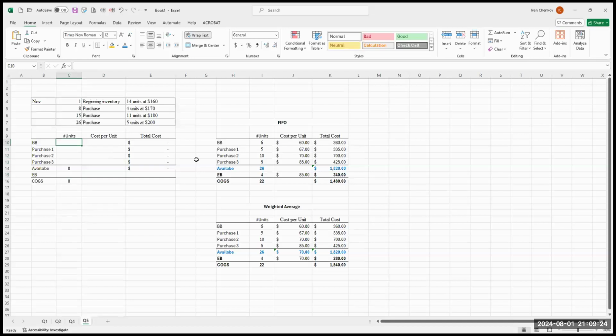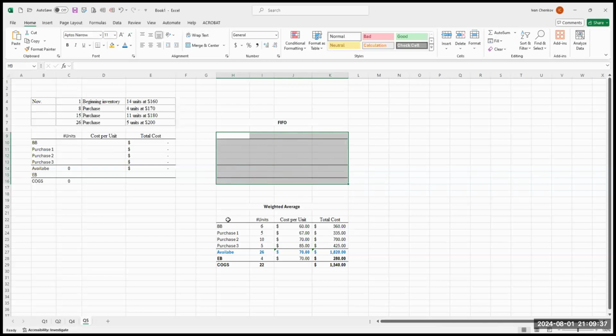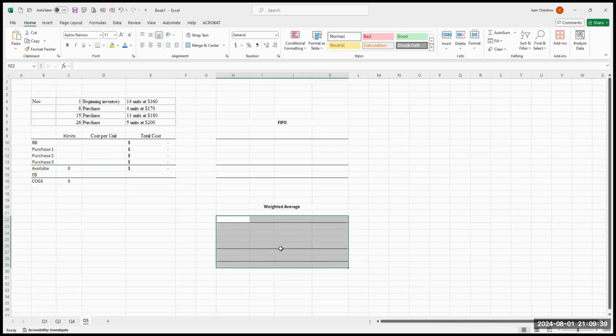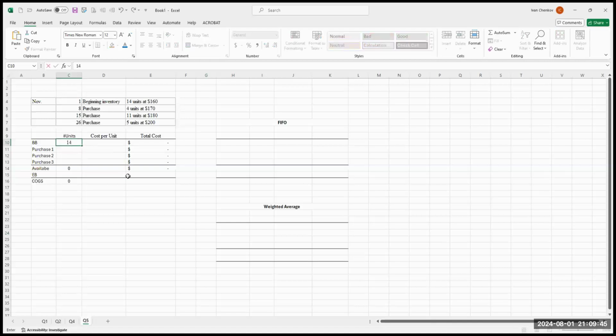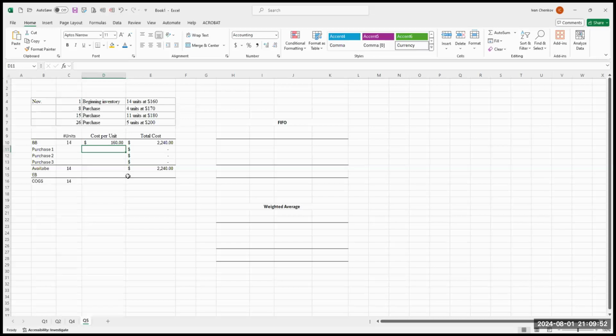So beginning balance. I'm going to erase those ones so we don't have to worry about them. One is gone and this one is also gone. Let's start fresh. So beginning balance on November 1st, I have 14 units and the average cost per unit is $160. That's going to give me a total of $2,240.